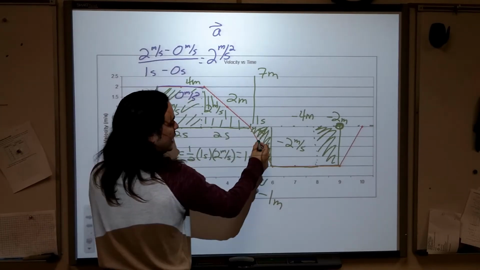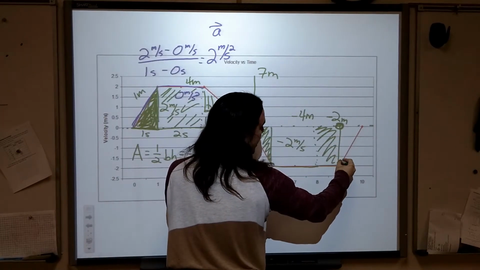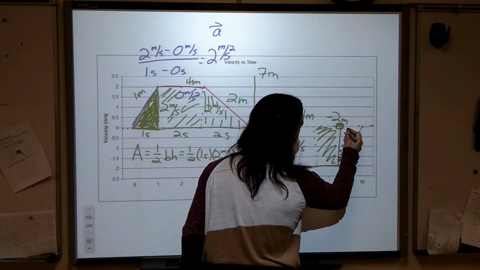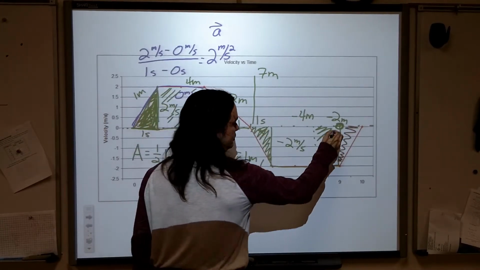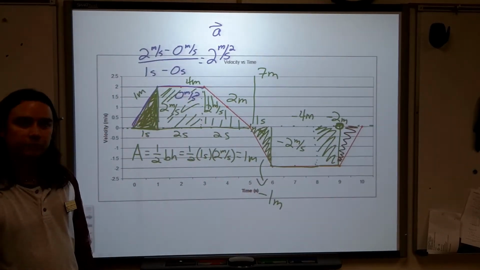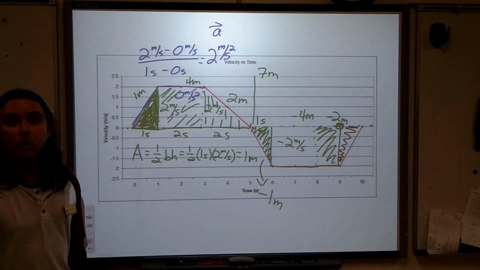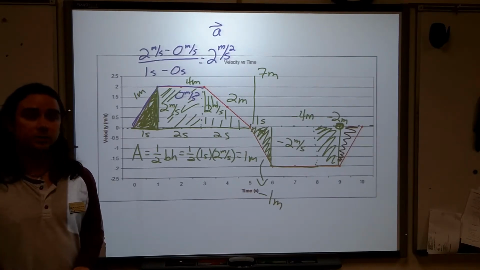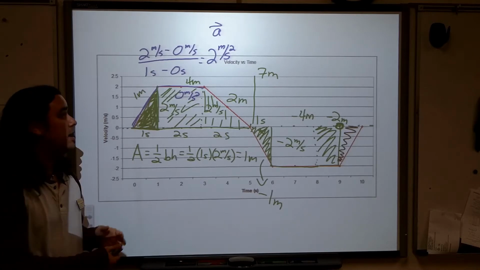This entire area is equal to this entire area, not including this. At time equals 9 seconds, I return to where I started from. Most likely x equals 0, unless I give you an initial condition. I might say that we didn't start at x equals 0, we started at x equals 10.